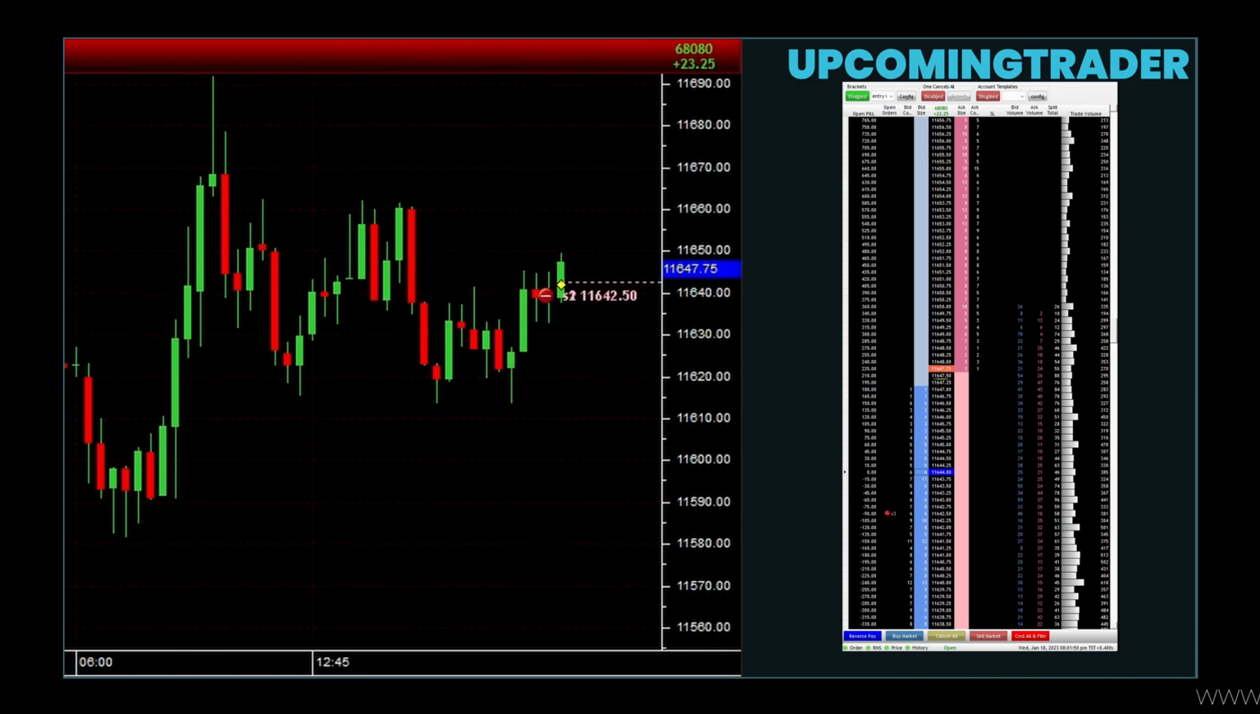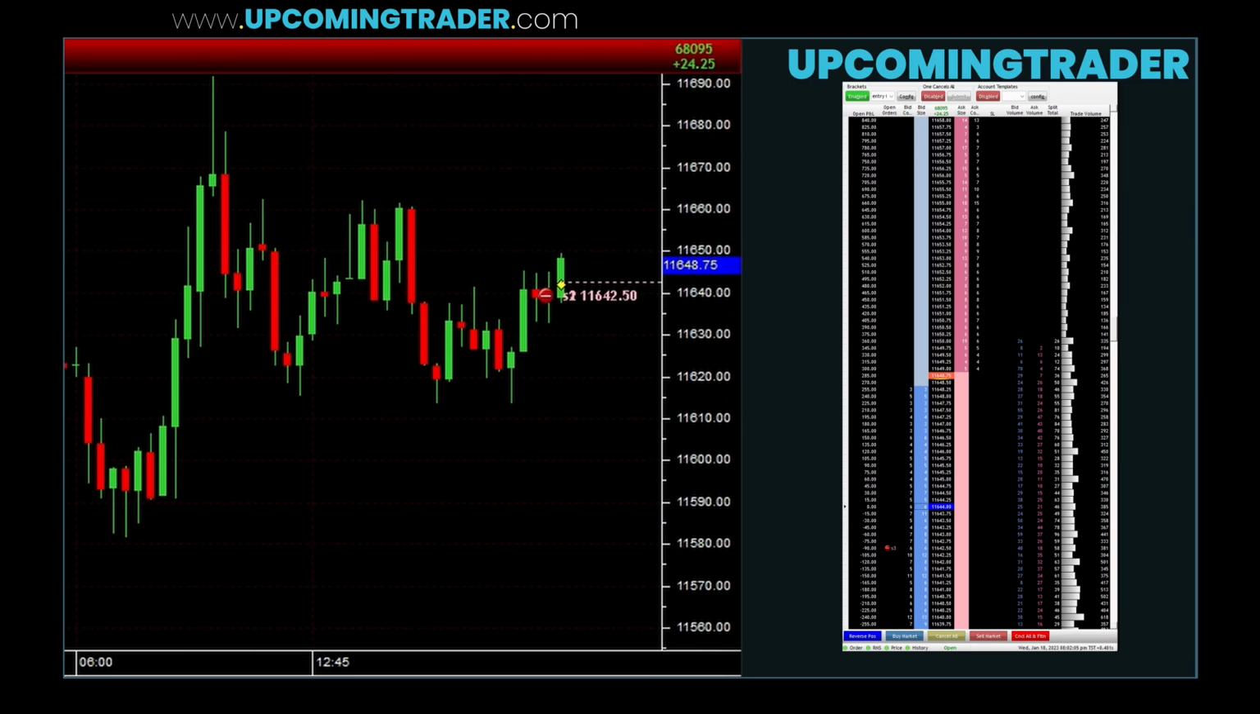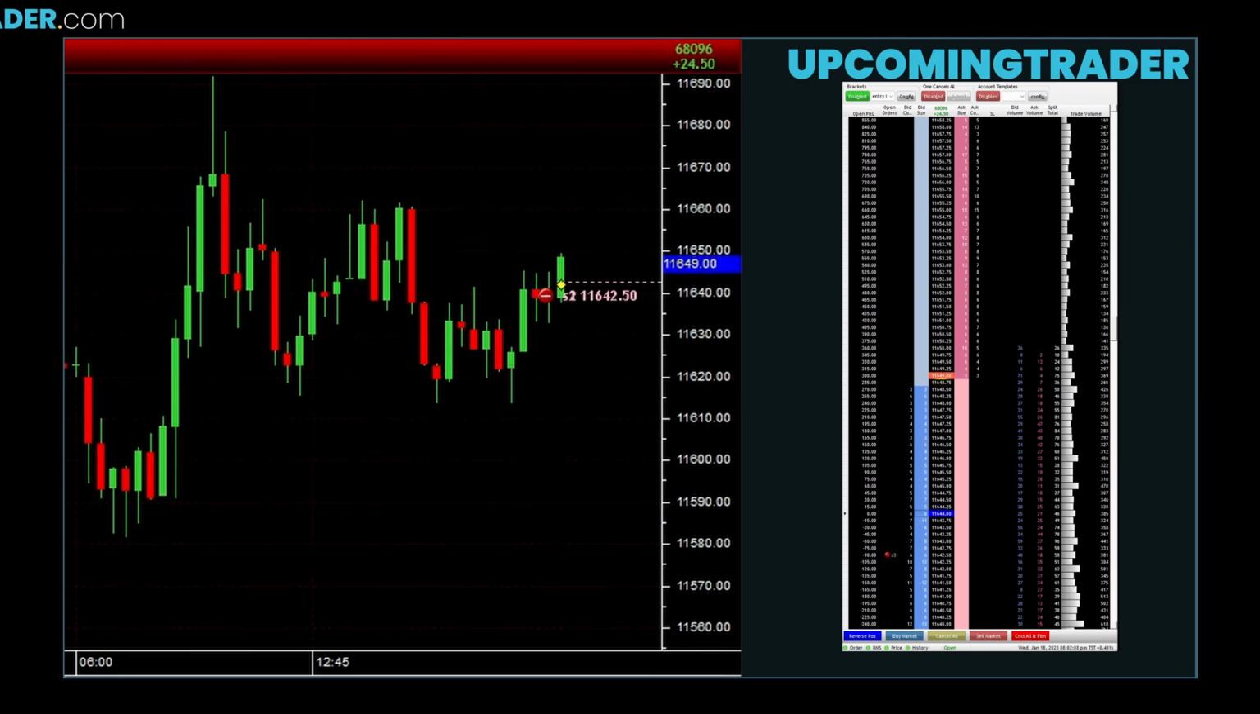Triangles come in three varieties: ascending, descending, and symmetrical. An ascending triangle has a flat top line and an upward sloping bottom line, showing that buyers are becoming more aggressive. This pattern often results in a bullish breakout. A descending triangle has a flat bottom line and a downward sloping top line, indicating increasing selling pressure and often leading to a bearish breakout.